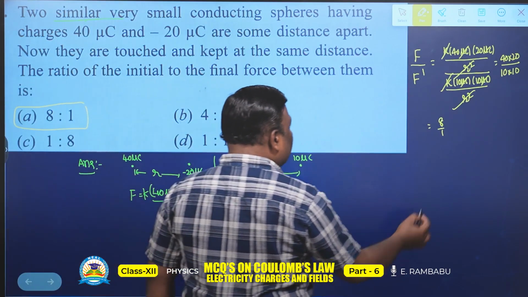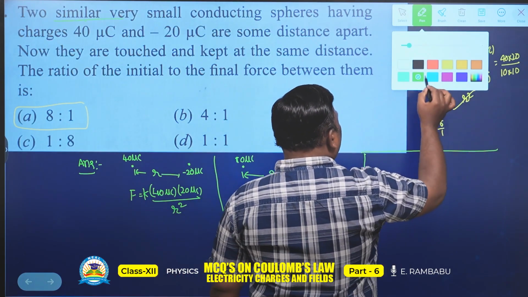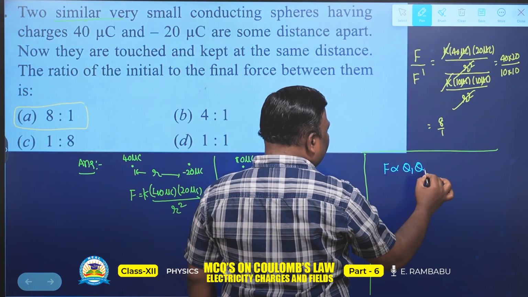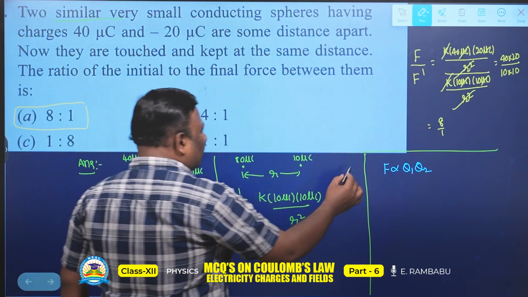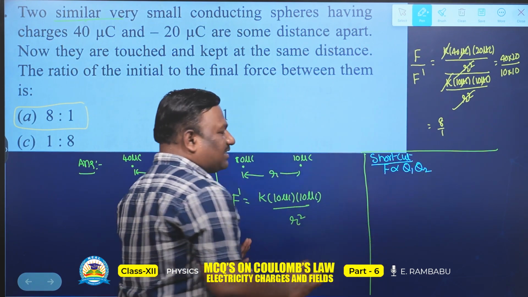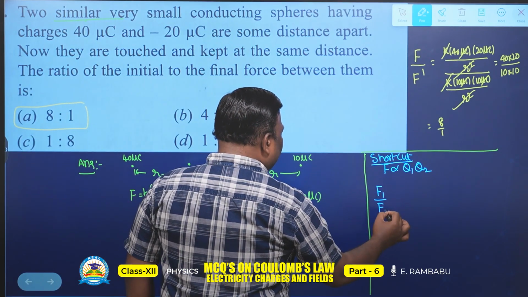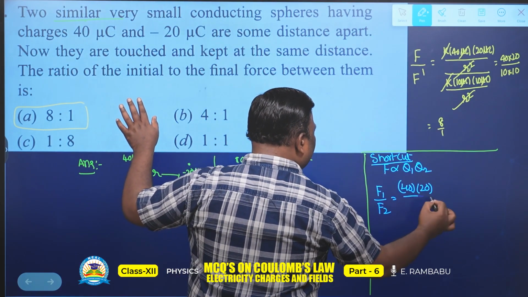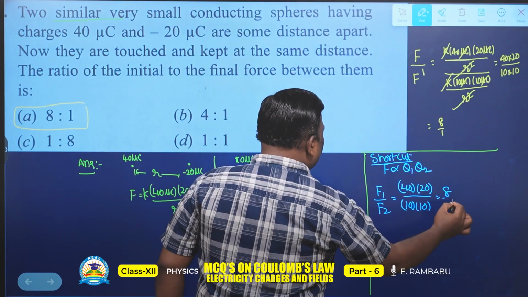But in this type of problems, whenever the distance is not changed, the shortcut can be taken as F directly proportional to Q1 into Q2. So it is the shortcut, because the distance is not changed, only the charges change. So what about this one? F1 divided by F2 is equal to initially charges 40 into 20. What are the final charges? 10 into 10. Similarly, the value is 8:1.